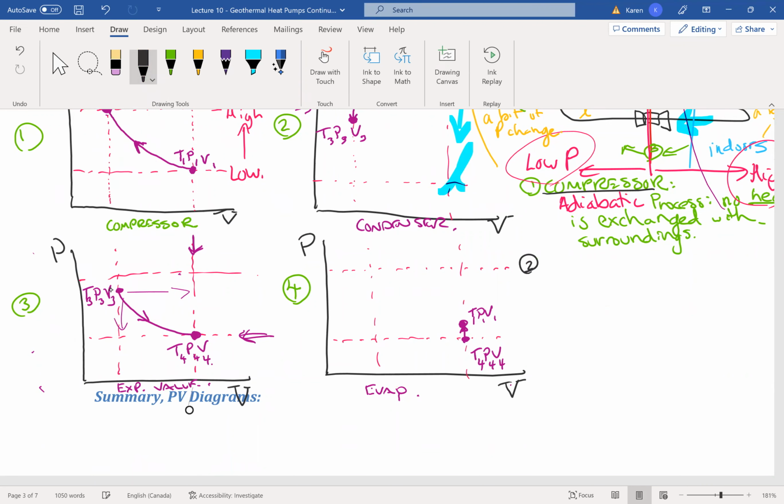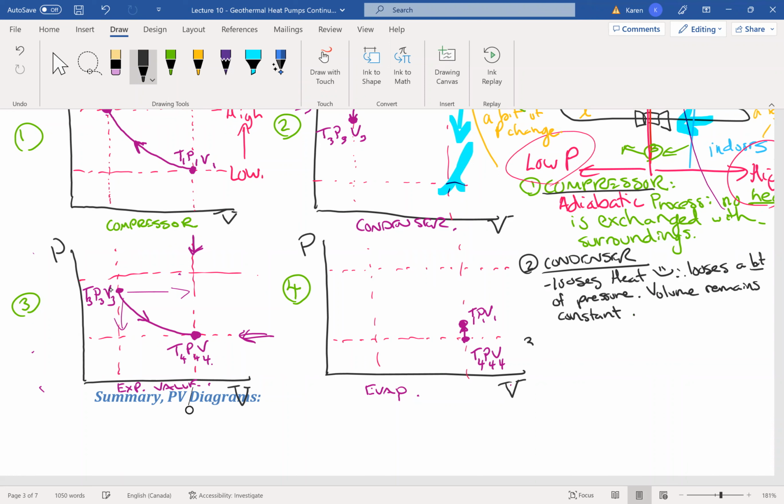And it loses heat. Don't forget, that's the point of either losing heat or gaining heat. Therefore, it loses a bit of pressure because of the molecules, and then volume remains constant. Just in case you have to describe this with words on the final exam, I'm putting some words here to help you describe these charts.